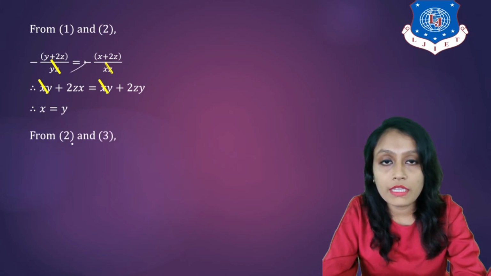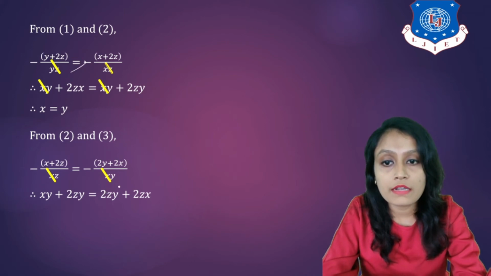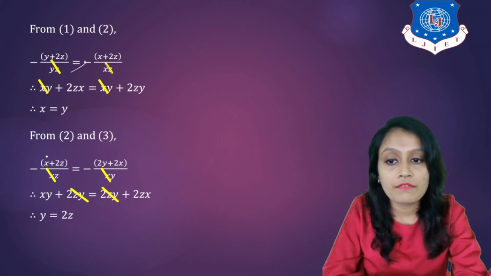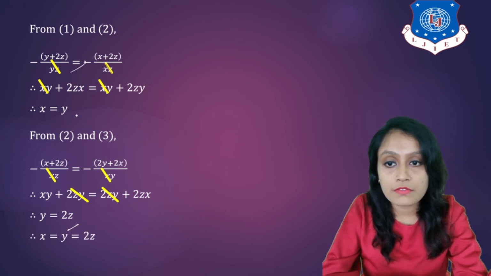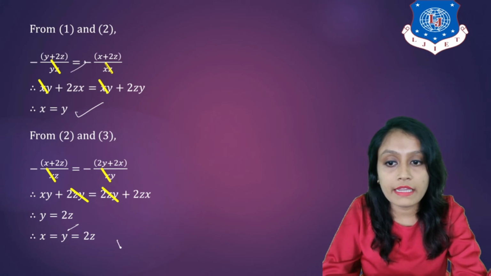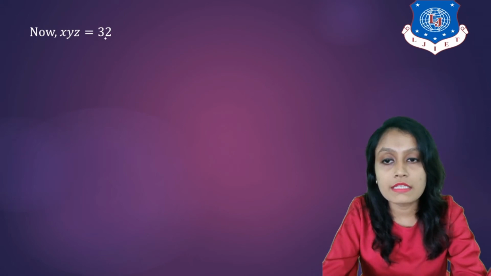Next, we have to equate equation number 2 and 3. So on equating you will get minus (x + 2z) upon xz is equal to minus (2y + 2x) upon xy. Again this x will get cancelled, minus will get cancelled, multiply y here and multiply z here. So you will get xy + 2zy is equal to 2zy + 2zx. Again this 2zy will get cancelled, and what remains is y is equal to 2z. Now from both the equations, we can write that x is equal to y is equal to 2z. Now we know the constraint, that is xyz is equal to 32.